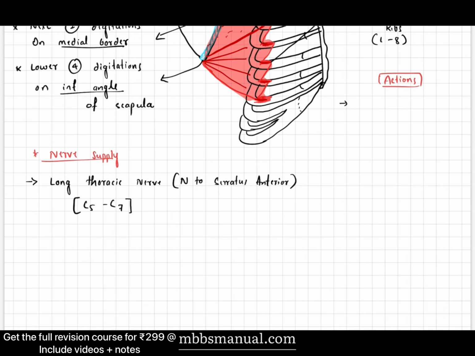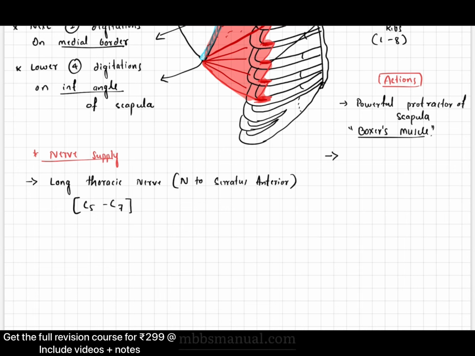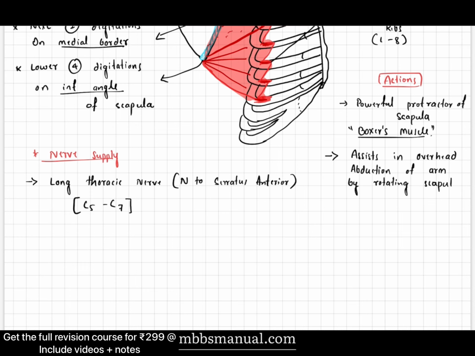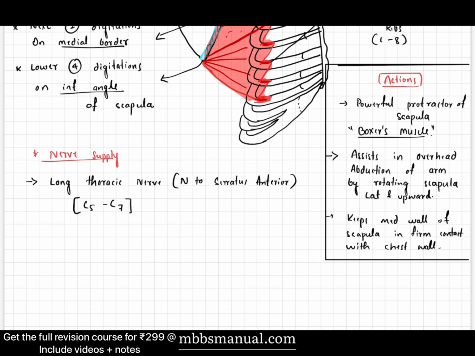And actions of the muscle. Its main action is a powerful protraction of the scapula. As I already said, protraction means bringing the scapula laterally and closer to the chest wall. It helps in the boxing movement. It also assists in overhead abduction of the arm by rotating the scapula laterally and upward. And it keeps the medial border of the scapula in firm contact with the chest wall.